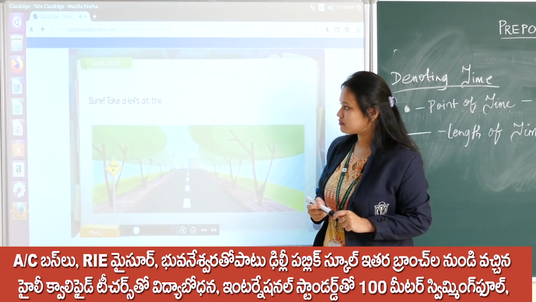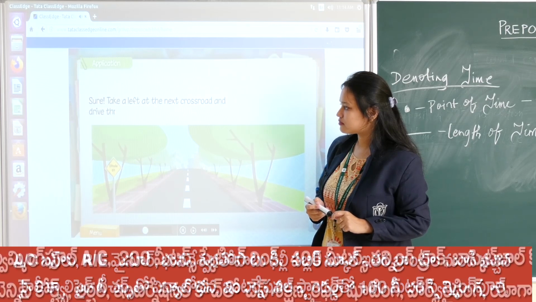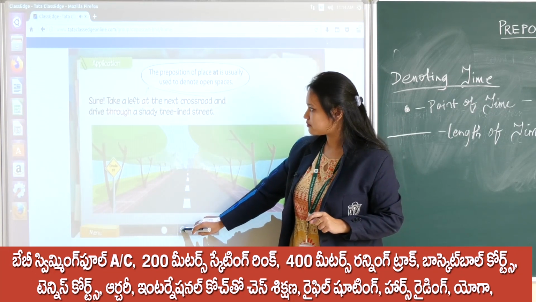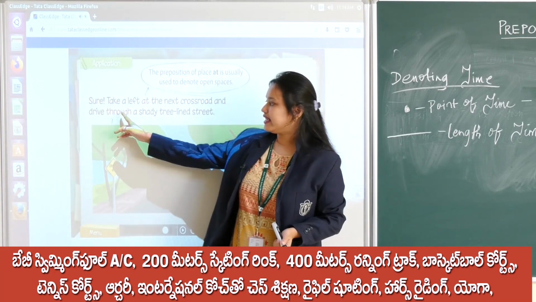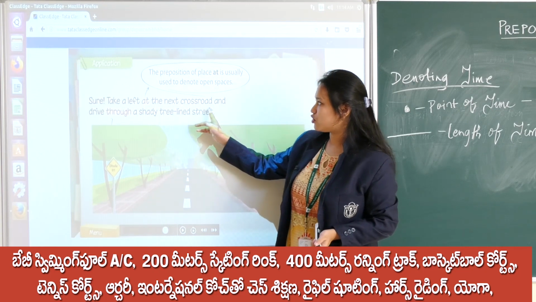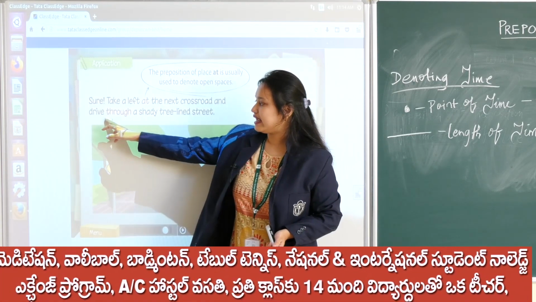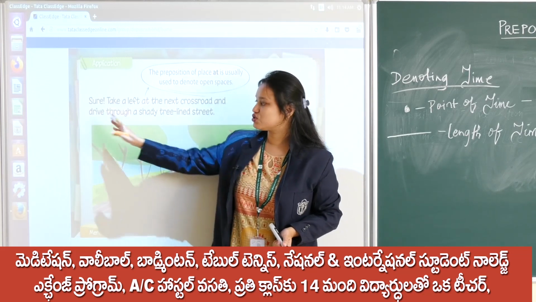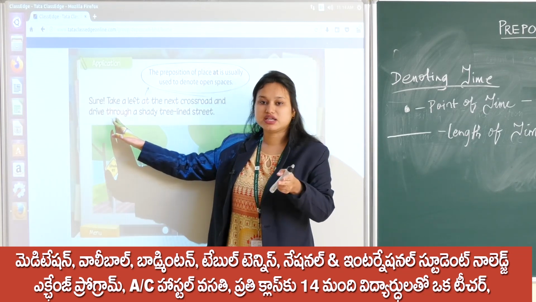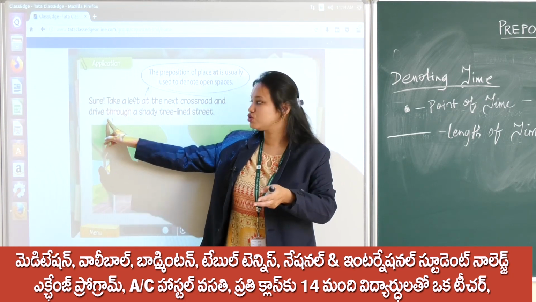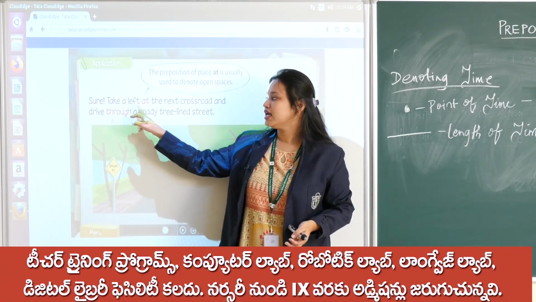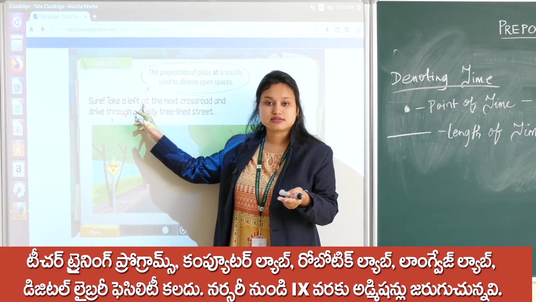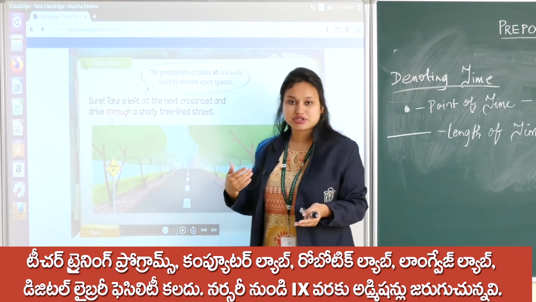Sure. Take a left at the next crossroad and drive through a shady tree-lined street. Take a left at the next crossroad, okay, and drive through a shady tree-lined street. So drive through, driving is again one motion. Okay, through is a preposition of motion. Take a left at the next, at is talking about a place. Okay, at the next turn you take a left turn, right?